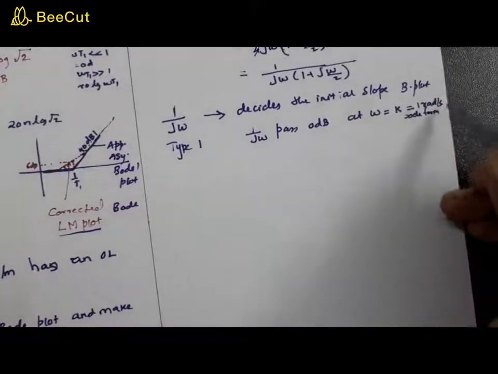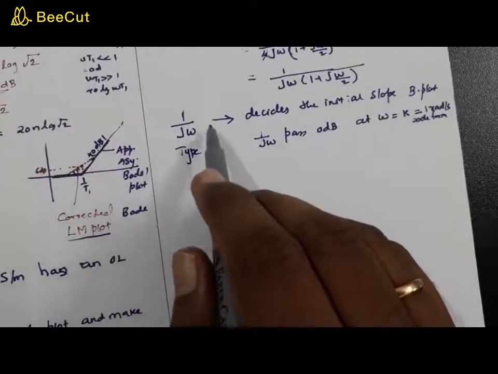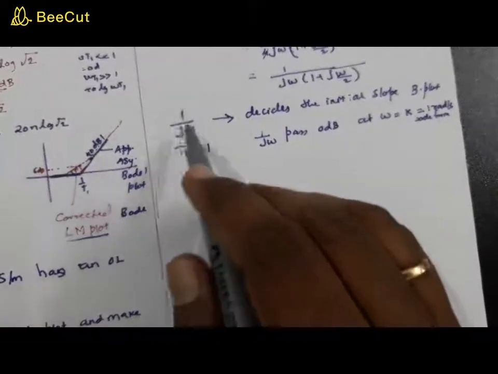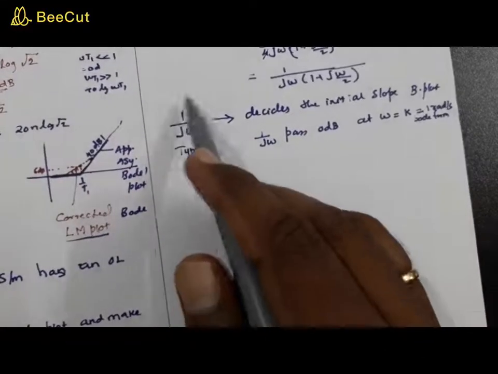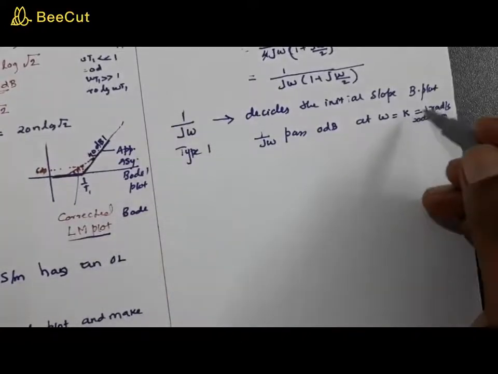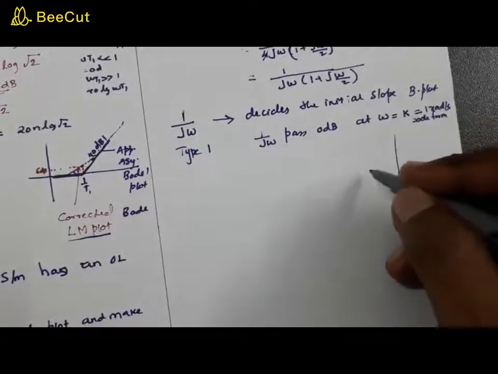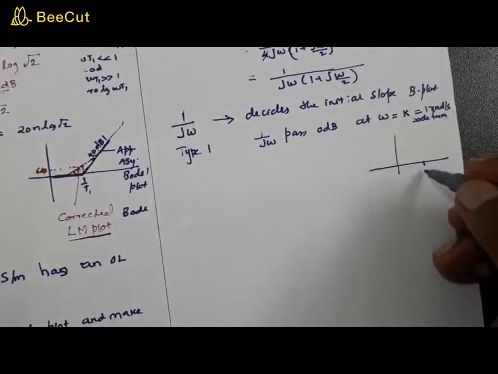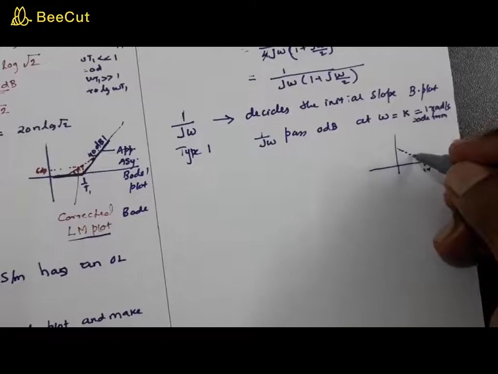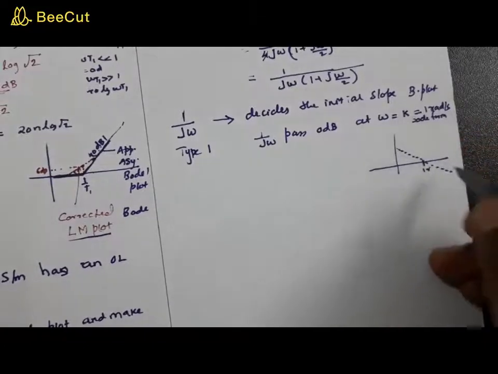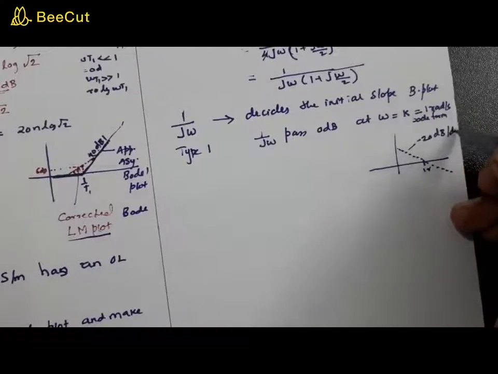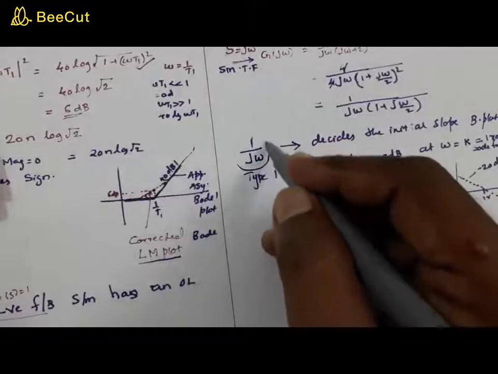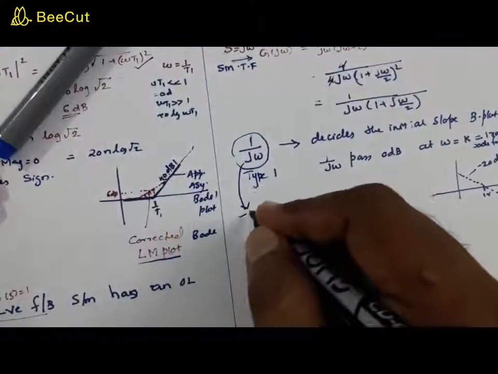Okay, so the initial slope of the Bode plot passes through the 0 dB axis at 1 radian per second. If you draw a graph like this, with this being 1 radian per second, you can expect a line passing through this point with a slope of minus 20 dB per decade. Why minus 20 dB per decade? This is because we have already studied in our previous video that this always offers a minus 20 dB per decade.